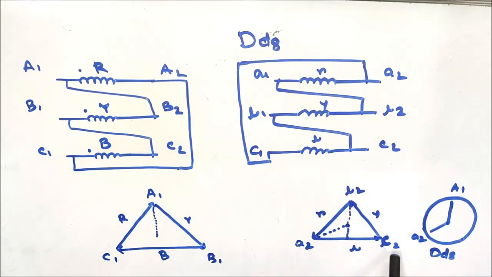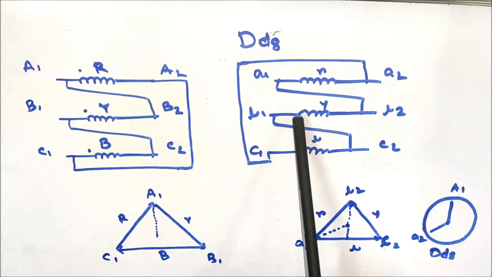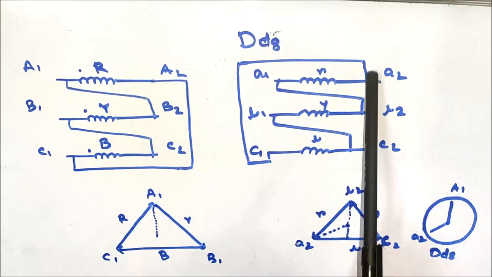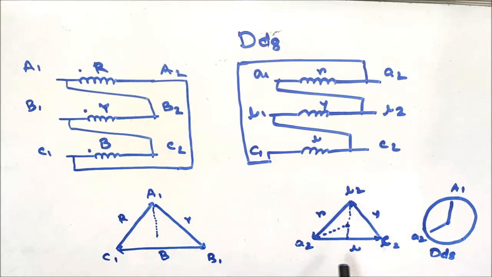In between B2 and C2 there exists the Y phase coil, and in between C2 and A2 there exists the blue phase coil. So if I draw the virtual neutral here, and draw a vertical line towards 12 o'clock and again extend it downwards, it will show 6 o'clock in the clock rotation.